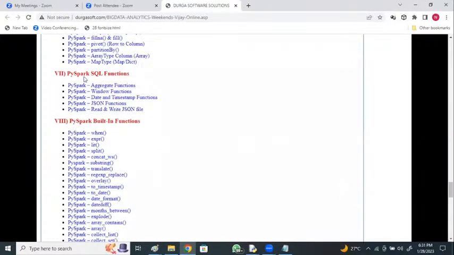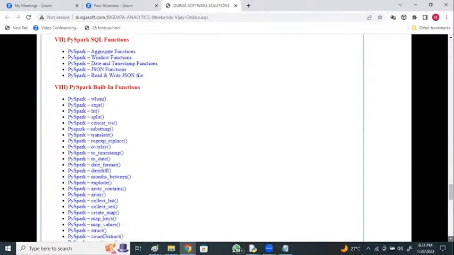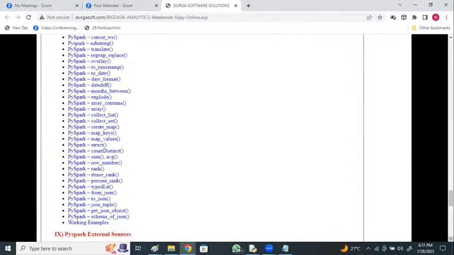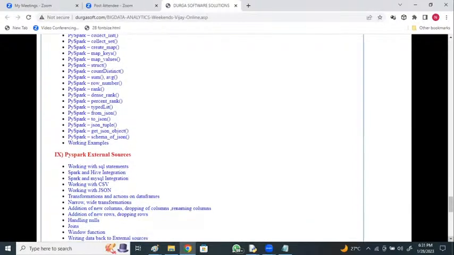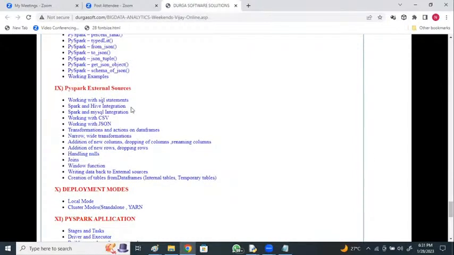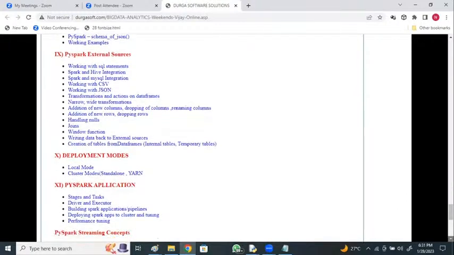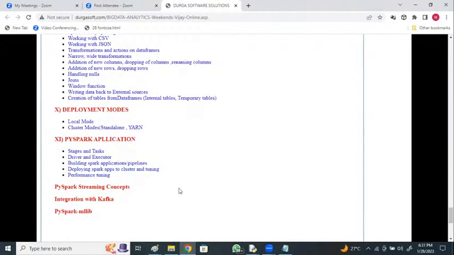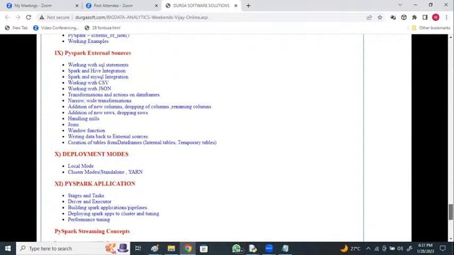PySpark SQL functions: aggregate functions, window functions, date functions, JSON read, and built-in functions like when, expr, lit, translate, overlay, to_timestamp, percent rank, count, distinct, row number, rank, dense rank. And PySpark external sources: working with SQL statements, Hive integration, working with CSV, JSON, transformations and actions on DataFrames, narrow and wide transformations, handling nulls, writing data back to external sources, deployment modes, local and cluster, PySpark applications, stages and tasks, driver and executor, deploying Spark applications to a cluster, streaming integration with Kafka and PySpark, machine learning library.